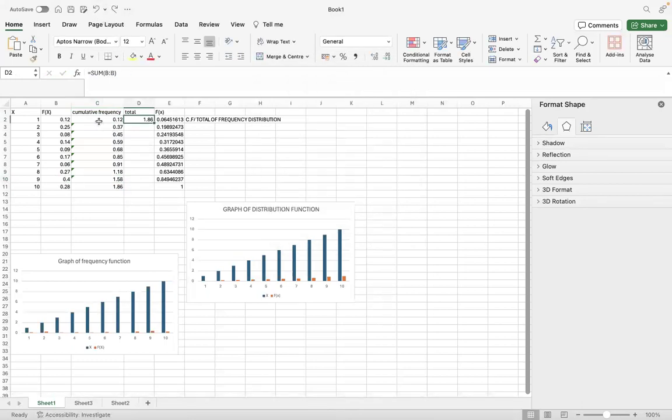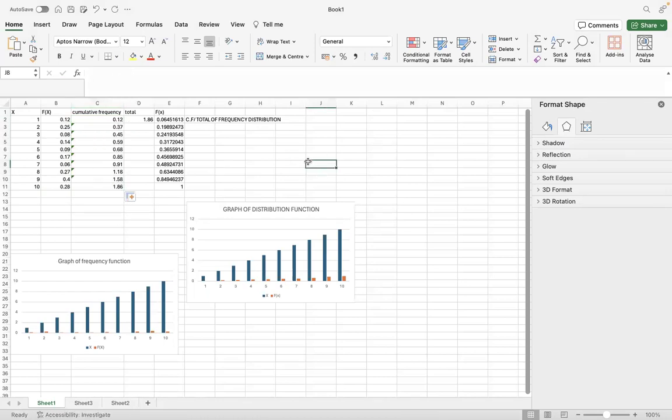Cumulative frequency is nothing but 0.12 plus 0.25, how much is it? 0.37. Then 0.37 plus 0.08 is 0.45. Then 0.45 plus 0.14 is 0.59. You're adding the preceding frequencies, and that is how cumulative frequencies are formed. You can do it with a formula and drag it, and these values will automatically be formed.